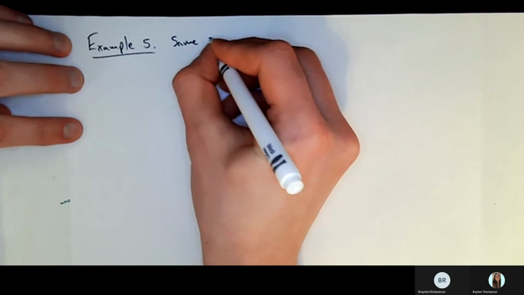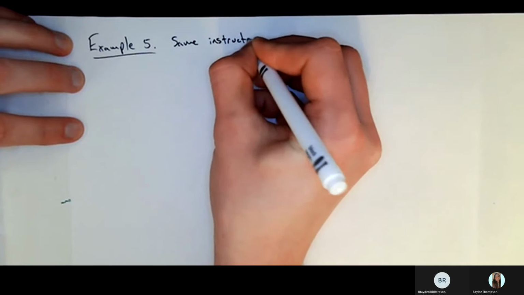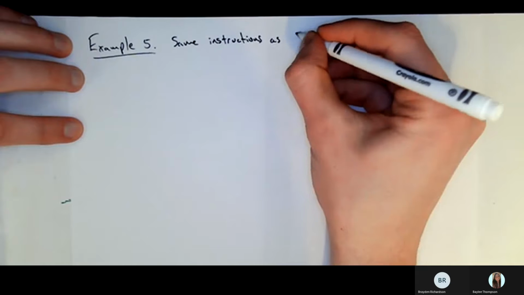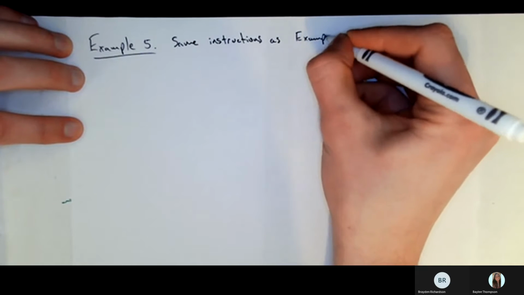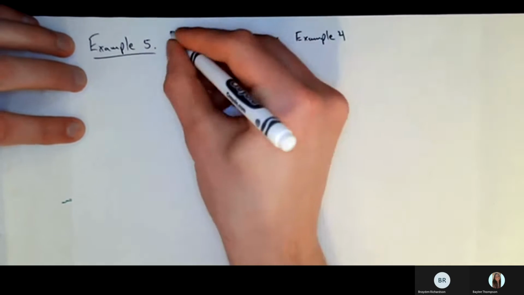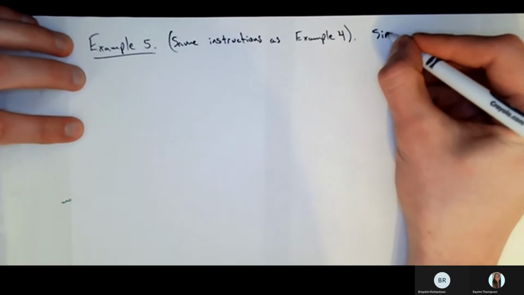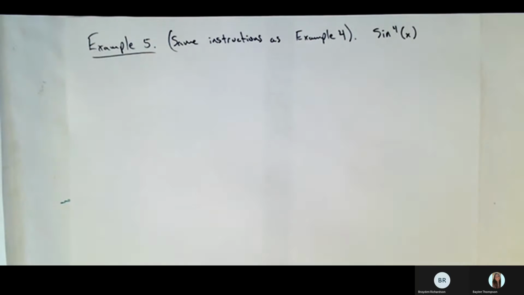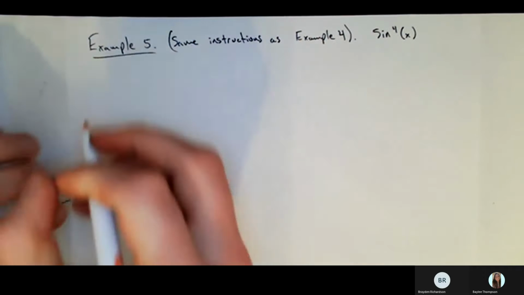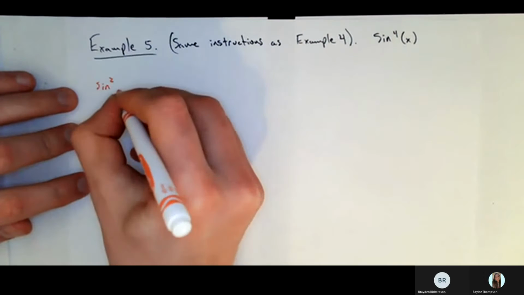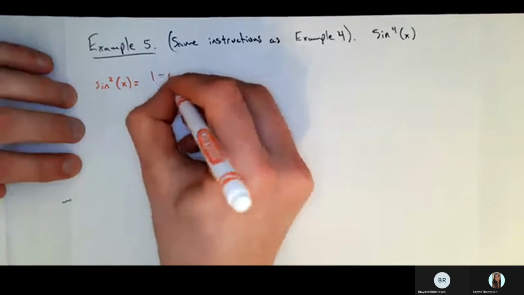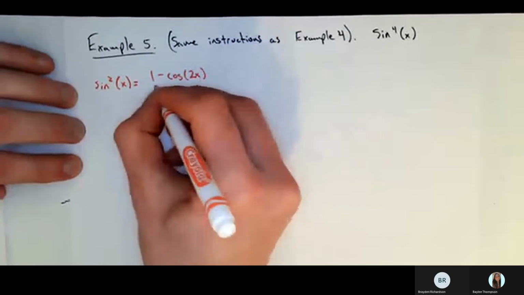Example 5, I'm going to say same instructions as example 4, but for sine to the 4th of x. So I have sine to the 4th power. I know that sine squared of x is equal to 1 minus cosine of 2x all over 2.